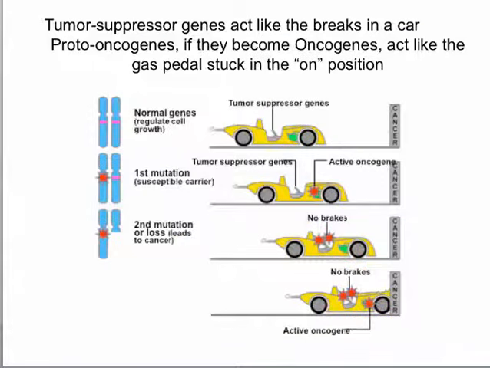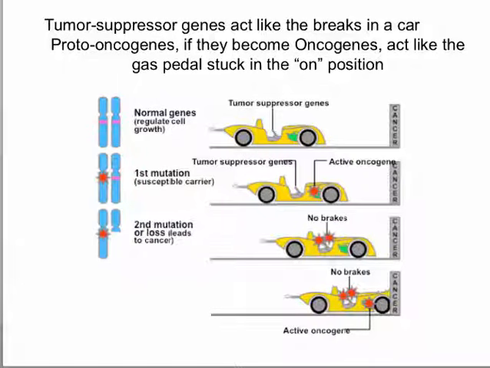This is why in many cases tumor suppressor genes are thought of as the brakes in a car because they will stop cell division, while proto-oncogenes, if they become oncogenes, can be understood as the gas pedal. So think of a car: if your brakes fail, you can still control your gas pedal. Same thing, if your gas pedal gets stuck on, you still have your brakes. But if both of them fail, if you have your gas pedal stuck on and you have no brakes, the accident is imminent. And that's what happens with cancer.